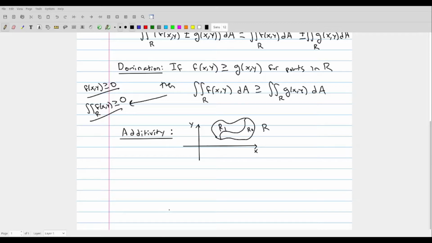The additivity property says that the double integral of the function over R is in fact equal to the double integral of the function over R1 plus the double integral of the function over R2.